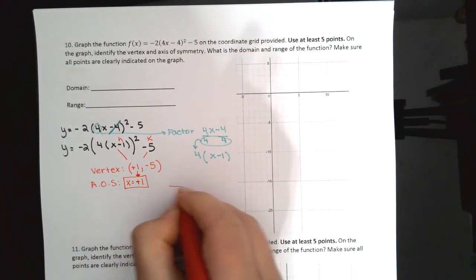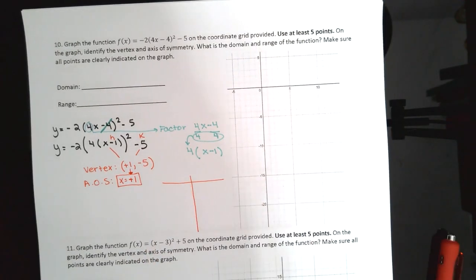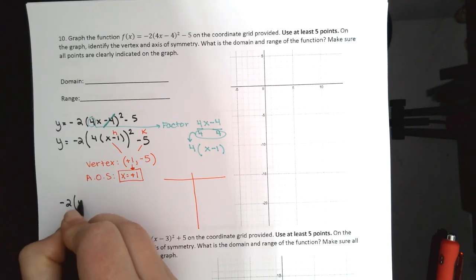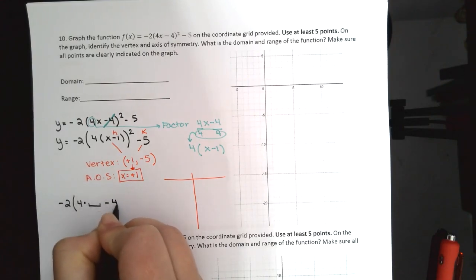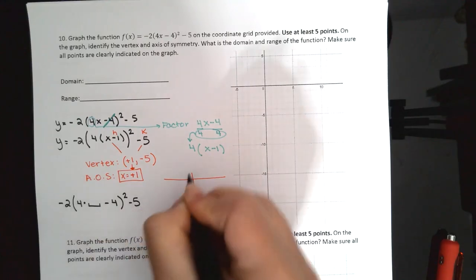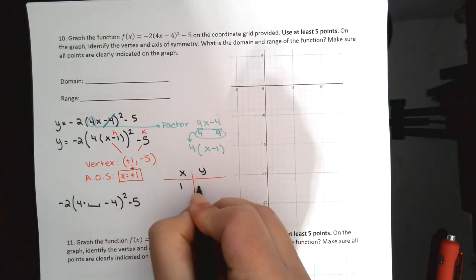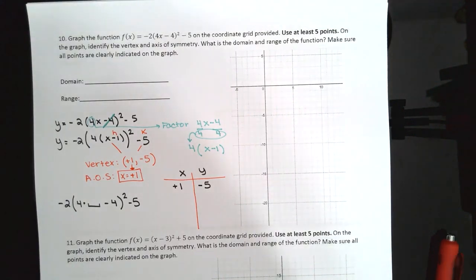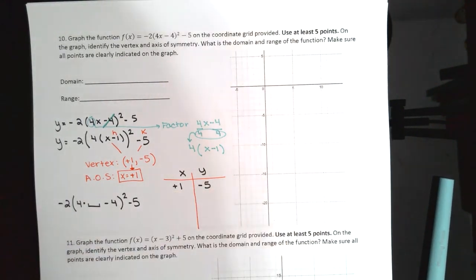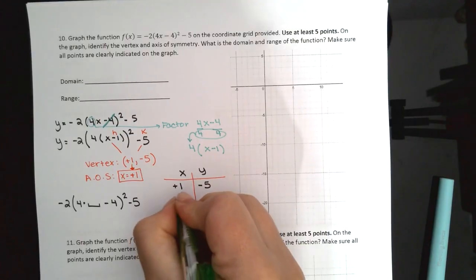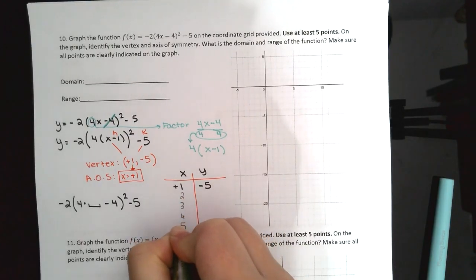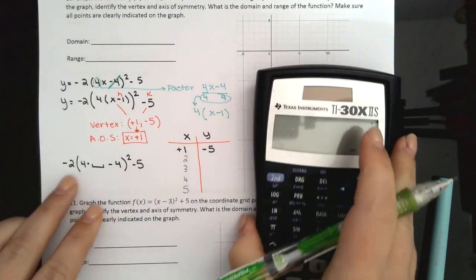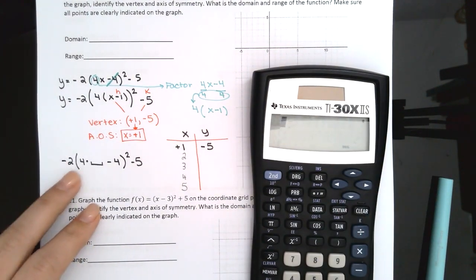We're going to open up a t-table. We're going to use the original equation, so negative 2, open 4 times x minus 4, close it, square it, minus 5. Start with your axis of symmetry, so positive 1, negative 5. Choose to go up or down. So I'm going to go up and say my inputs are going to be 2, 3, 4, 5. And is that enough? Maybe. We'll see. Picking up a calculator, I do not need parentheses around this negative 2. It's not a fraction.